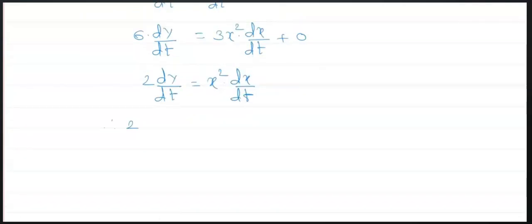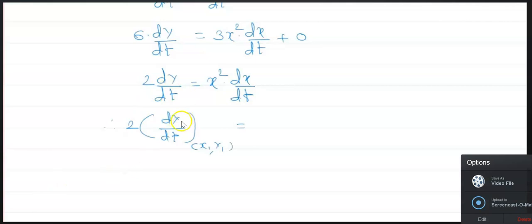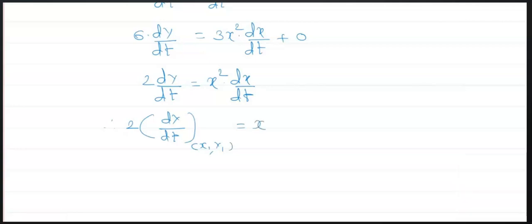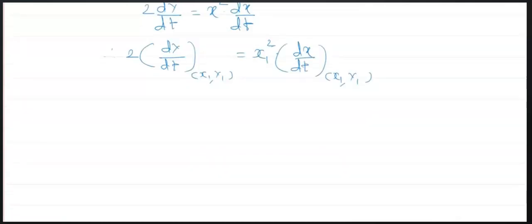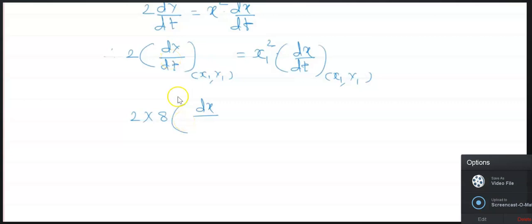Therefore, dy by dt is equal to, after simplification, 2 times dy by dx at the point x1, y1. We have the relation, we will substitute the value: x square in bracket, now dx at this point. That is the value of this dy. This is 8 times dx upon dt. We substitute the value of dy by dt at the point x1, y1. It is 8 times dx upon dt.